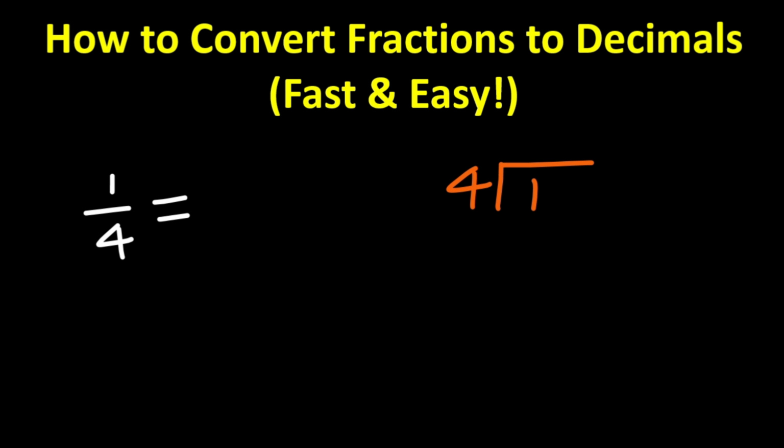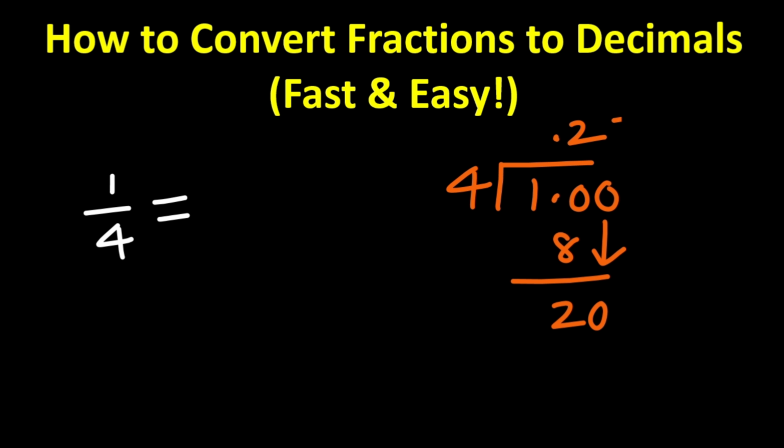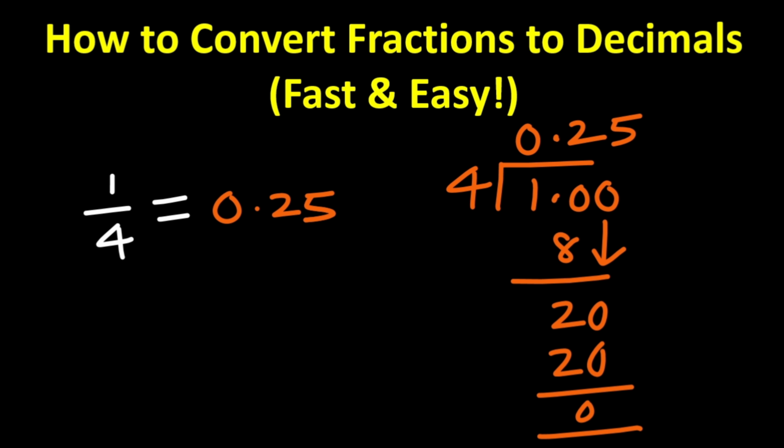Now again, 1 is smaller than 4. So we put a decimal point and we add a 0. And we put the decimal point exactly above that. And now you can see 4 times 2 is 8. 10 minus 8 is 2. Now we can add a 0 here and bring that 0 down here. Now 4 times 5, that is 20, and the remainder is 0. So we usually divide until the remainder is 0. So here the answer is 0.25. So 1/4, the decimal value is 0.25.